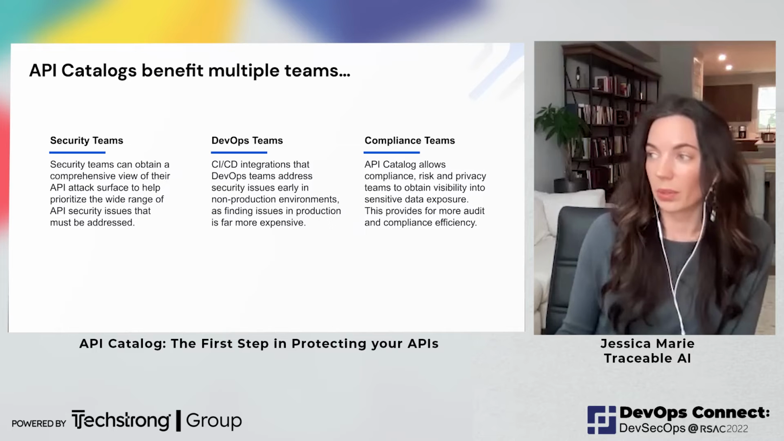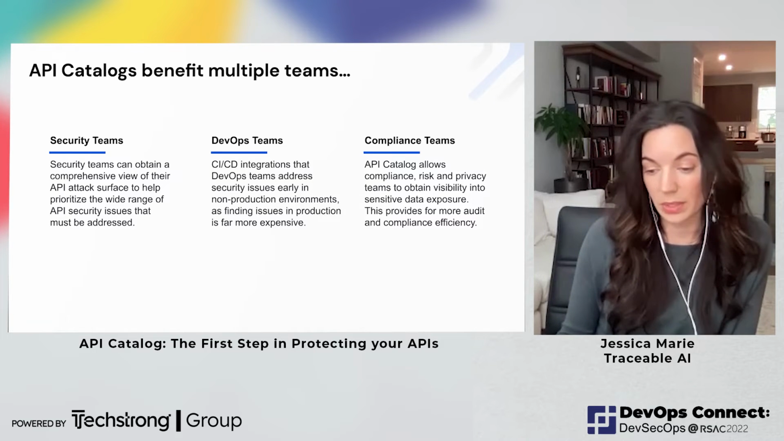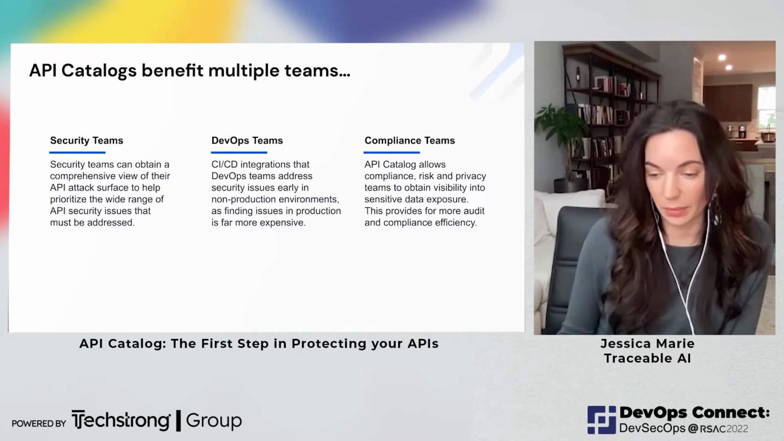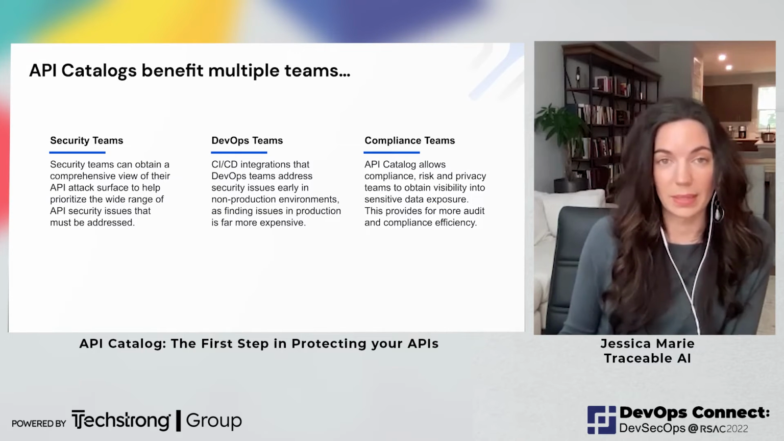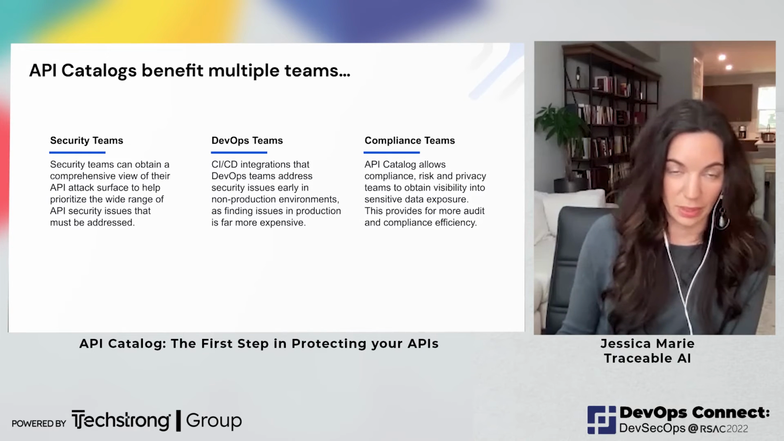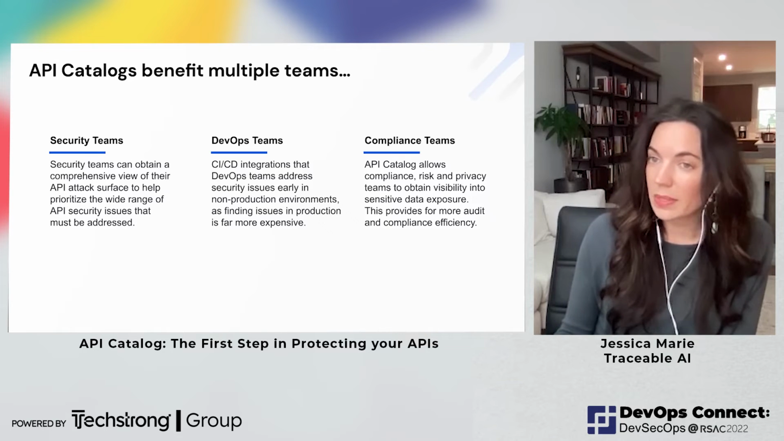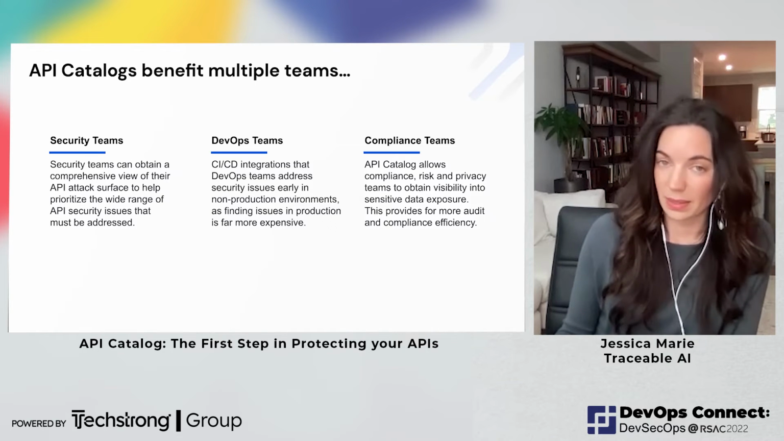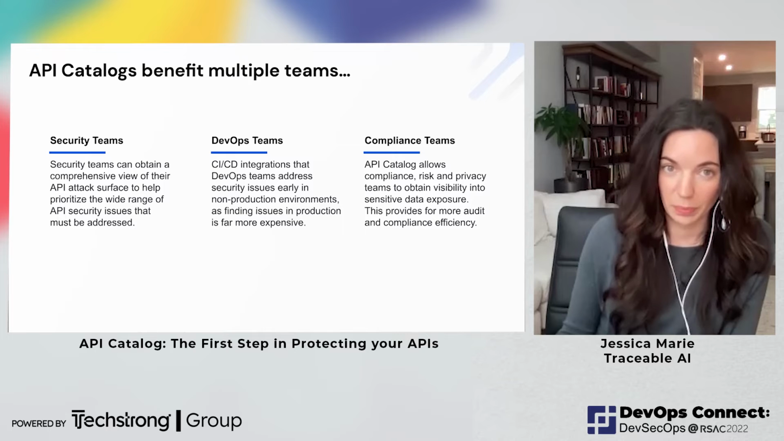And then finally, for compliance teams, this is really helpful for the governance, risk, and compliance individuals who need to really know what kinds of sensitive data is being transmitted via the technology, or in this case, via APIs. And it gives them the visibility they need into that sensitive data, and in turn can help with more audit and compliance efficiency.